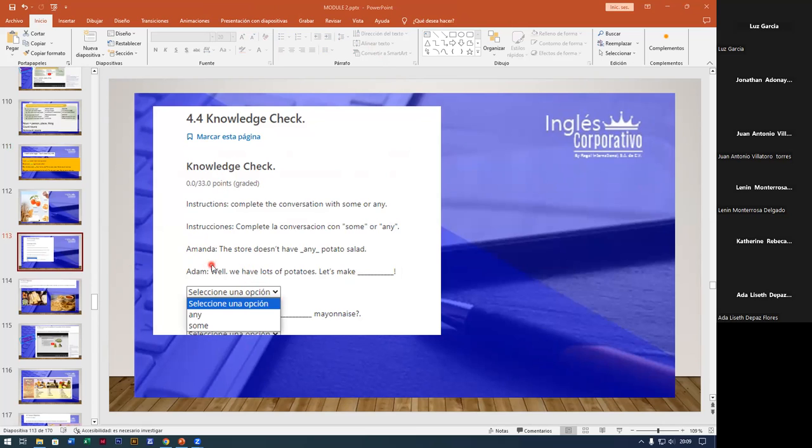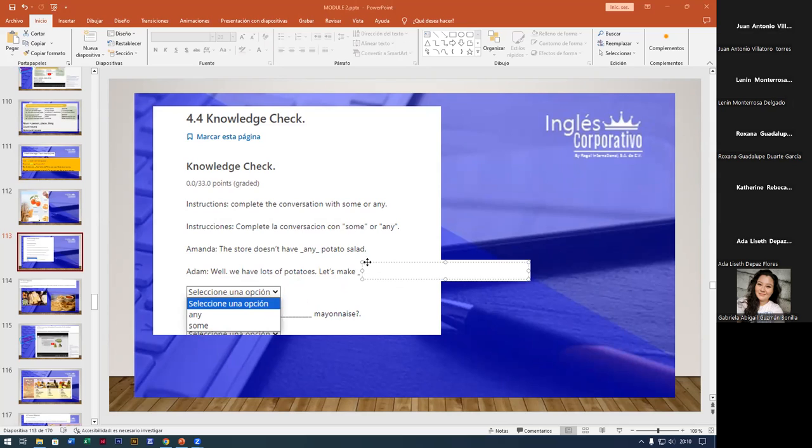Like this. It says, Amanda, the store doesn't have any potato salad. Adam responds, well, we have lots of potatoes. Let's make, and you have two options, any or some. What will be the best option? Some, right? Yes. Because it's not negative. That is correct. You say, let's make some. With that some, we're talking about some potato salad. So the best option will be some.